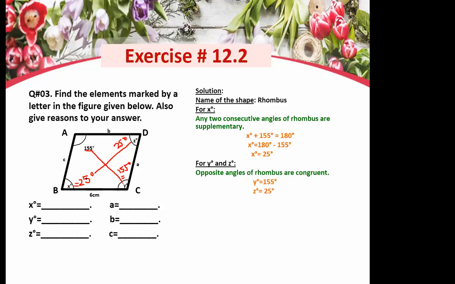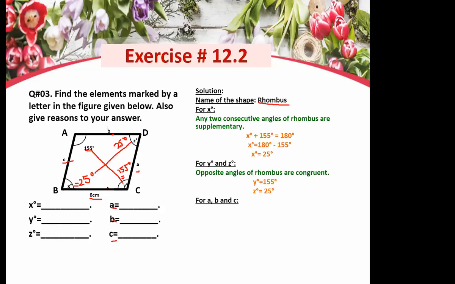Now if we talk about the sides a, b, and c, as you have already identified that this is a rhombus, the postulate about the sides says that all the sides of a rhombus are congruent. Meaning if the measurement of this side is 6 centimeters, then all sides will also equal 6 centimeters.